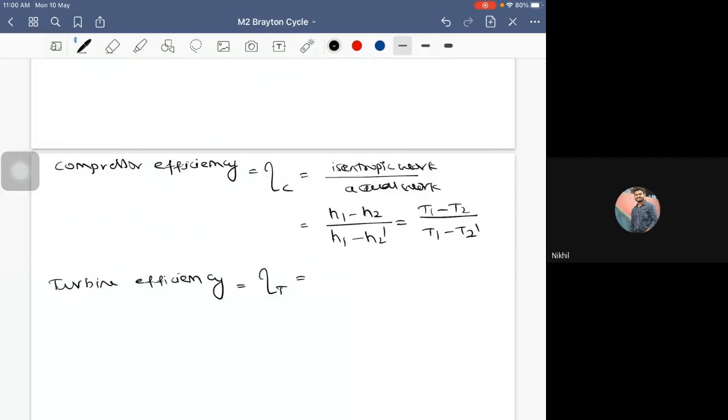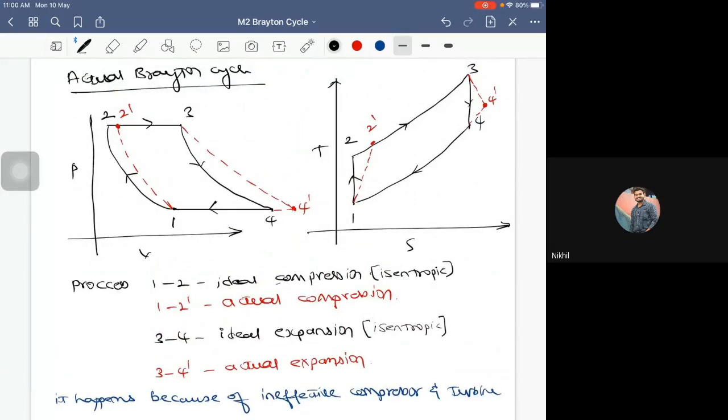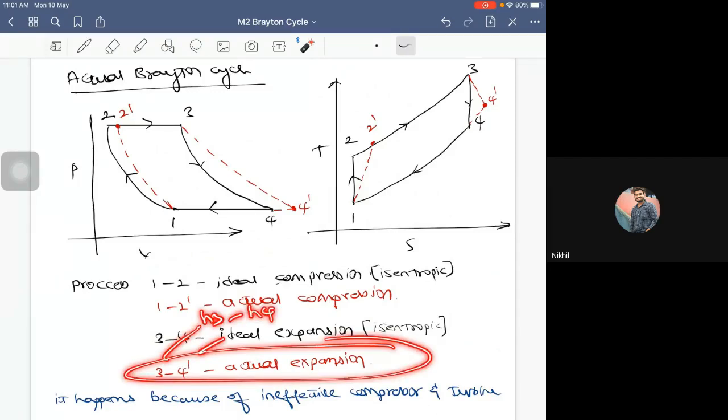Now we will come to the turbine efficiency. The turbine efficiency is exactly the reverse of compressor efficiency. It is actual work divided by isentropic work. Now, let us calculate actual work, which is 3 to 4 dash. 3 to 4 dash is the actual thing, right? Can I write it as H3 minus H4 dash for the actual work of the turbine? Yes or no? Yes.